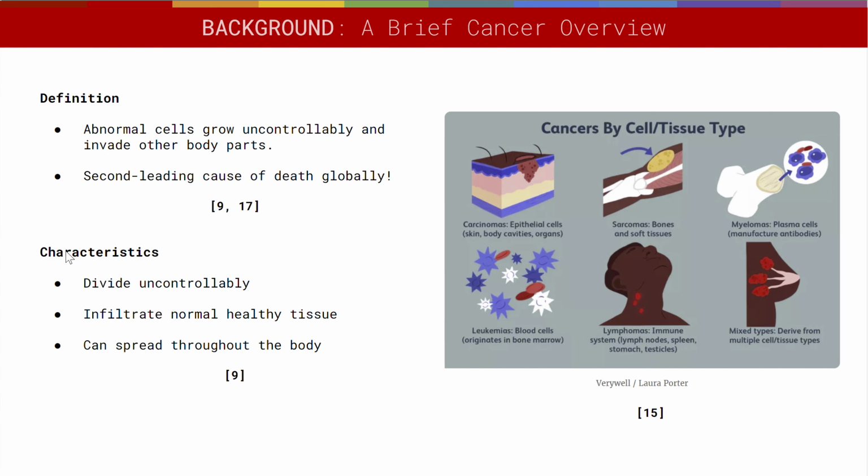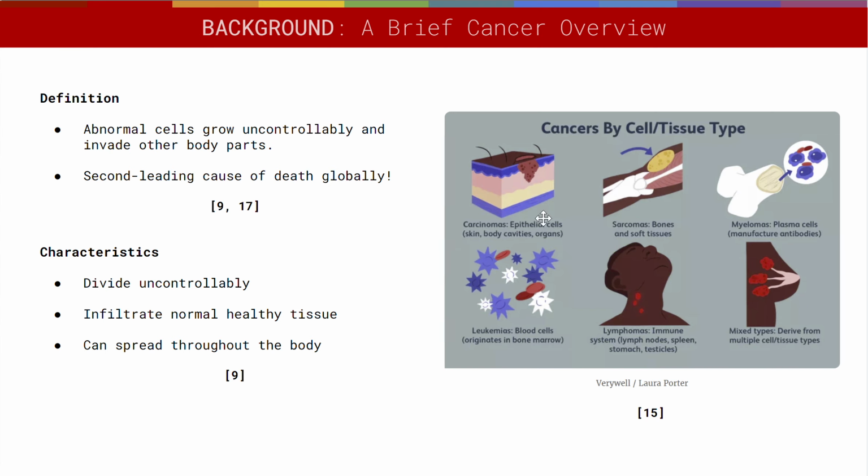Some background on cancer. Usually cancer is an abnormal cell growth that is uncontrollable and it invades body parts, and it's the second leading cause of death globally. Some characteristics: it divides uncontrollably, it hijacks normal cells, and it infiltrates normal healthy tissues, and it can spread throughout all the body. And different cancer types have different spread potential, and basically some are more benign than others, and their spread is usually on a spectrum. Not all of them are very, very potent in spreading.